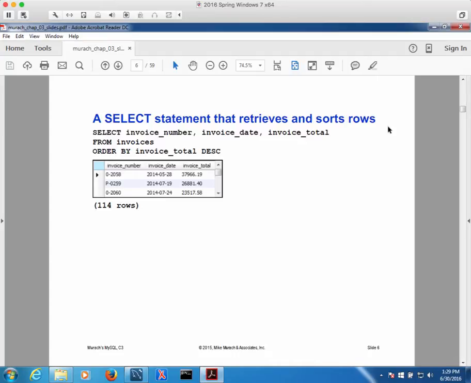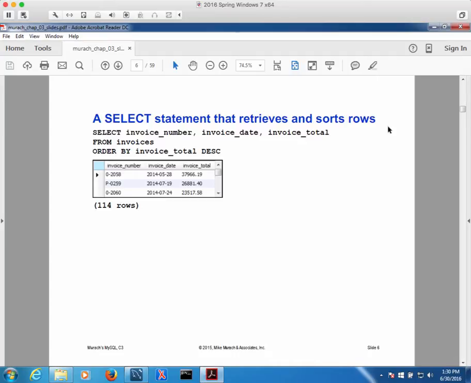Now, here is a more realistic select for that same table. Instead of saying in the select clause, select asterisk, we're going to give a list of the names of the columns that we want. Invoice number, invoice date, invoice total, from invoices, and we're going to say order by invoice total, and then DESC, descending.